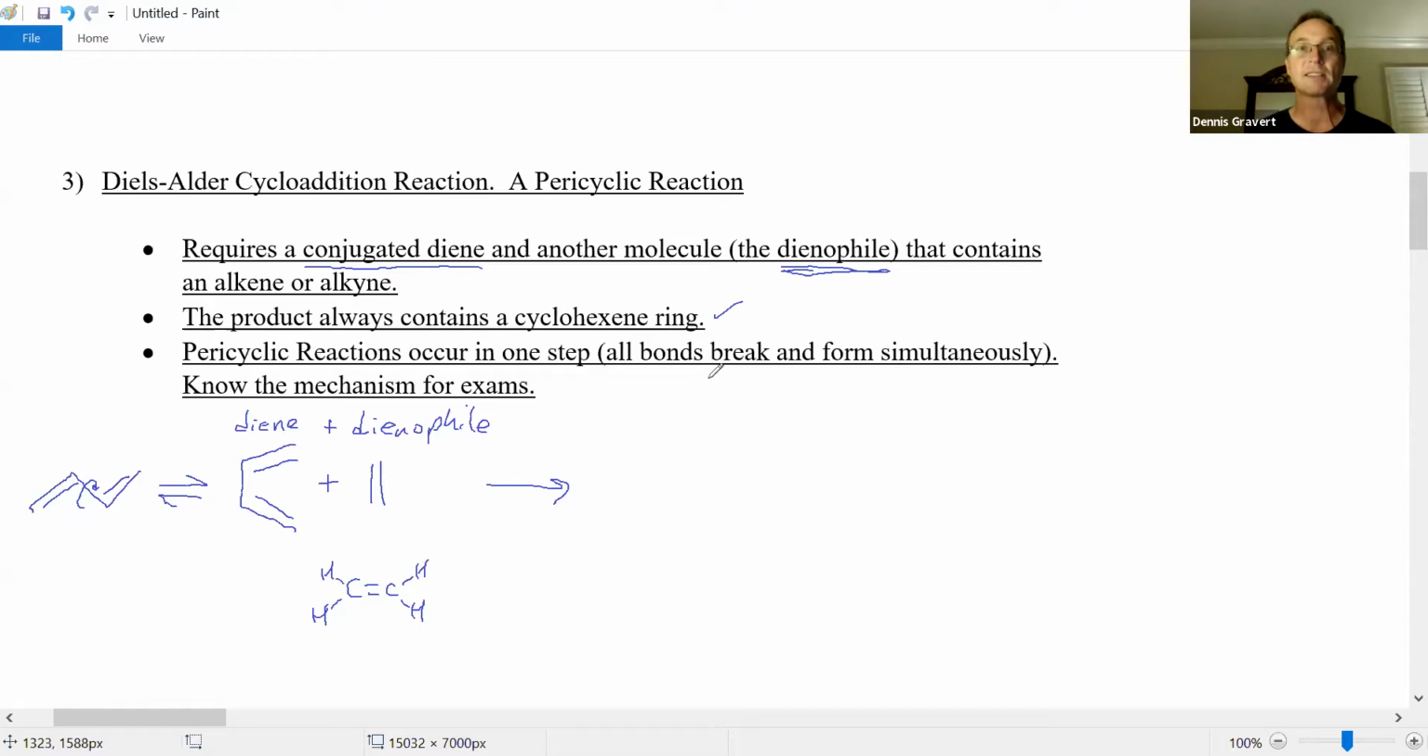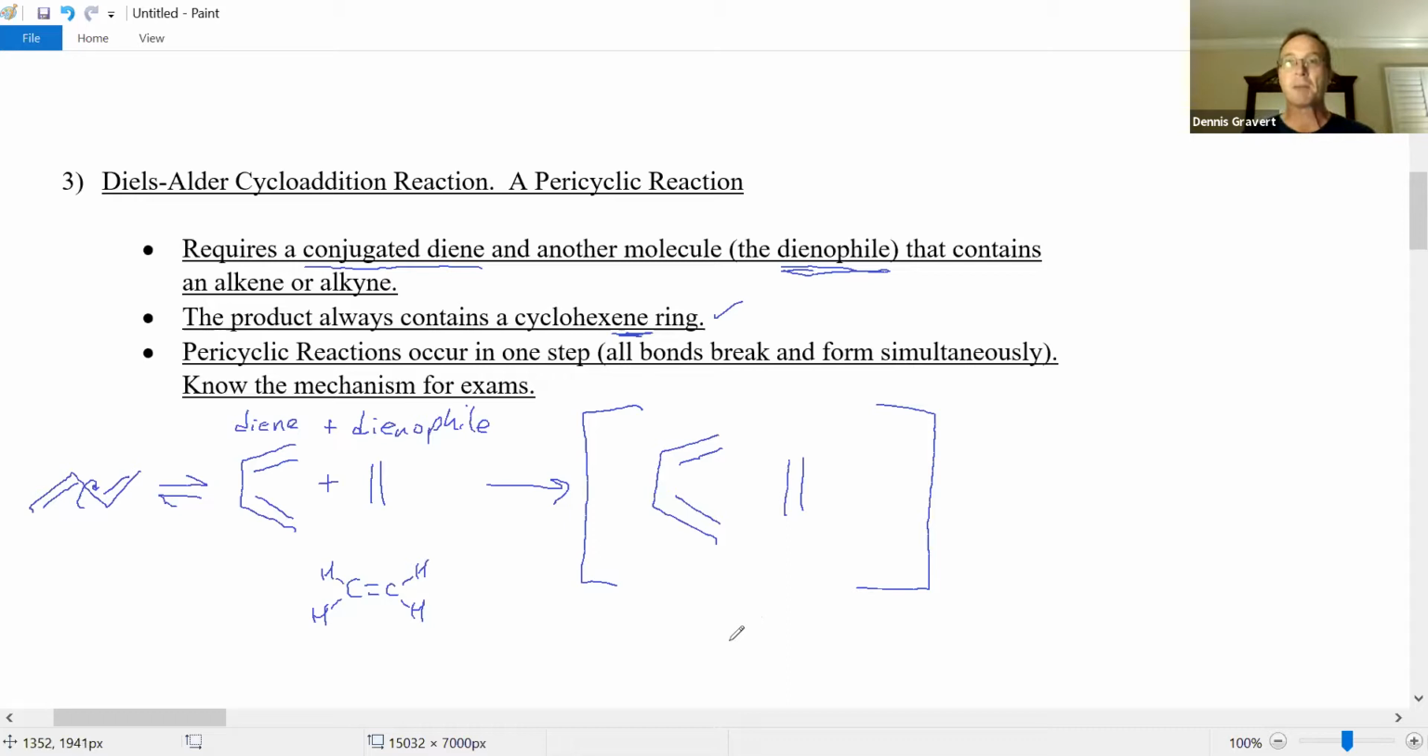The product always contains a cyclohexene ring somewhere. Yep, a ring of 6 and a double bond somewhere. And the mechanism, we'll put it right here because it's all one step. Everything, all the bonds break and form simultaneously, and you need to know it. It's not too bad. Let's draw it here. This is how the mechanism is going to go. I'm going to redraw my, that's ugly. Let's try again. Draw my diene and my dienophile.